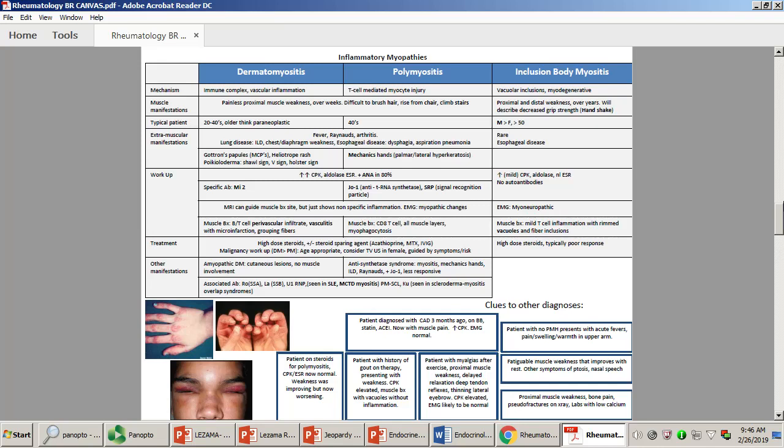The extramuscular manifestations that you can see with both of these entities: you can see fever, Raynaud's, arthritis, lung disease. We already talked about, Phil had mentioned, interstitial lung disease is a very common feature associated with that in general. You get chest diaphragm weakness, esophageal disease, you can get dysphagia and aspiration pneumonia. That's going to be for more of the skeletal muscle portion of dysphagia, right? Not necessarily the smooth muscle portion of the esophagus. So more the oropharyngeal phase is what you could see being affected in regards to the dysphagia.